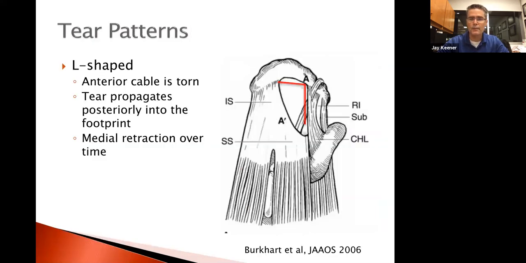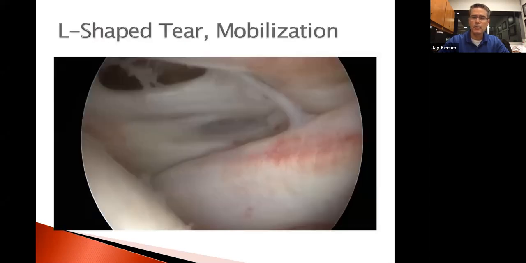L-shaped tears are also seen, and these tears are very anterior in location. So the anterior supraspinatus tears, and it propagates posteriorly into the footprint, but the anterior margin of the tear retracts medially. So in these tears, this is a view from the joint of a cable disrupted tear.